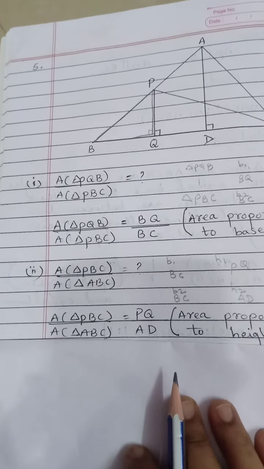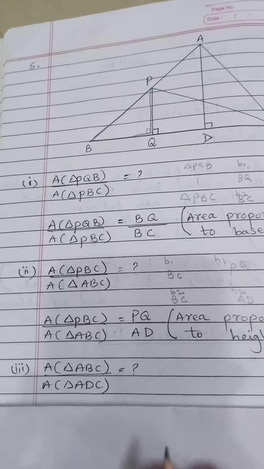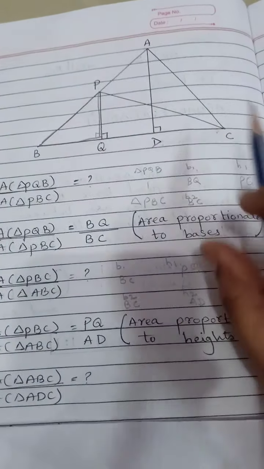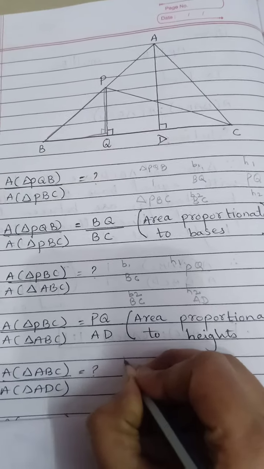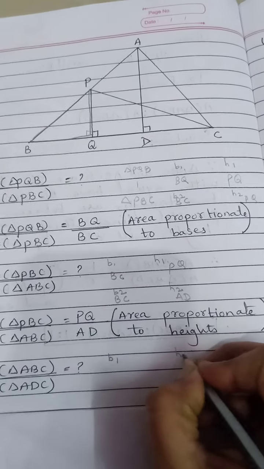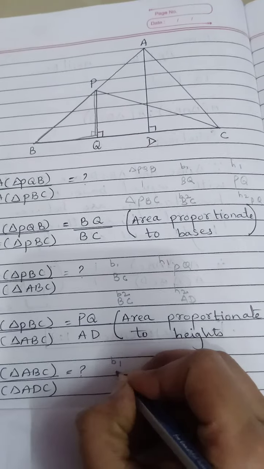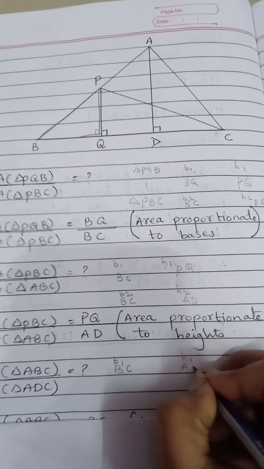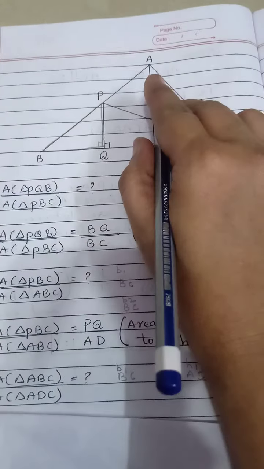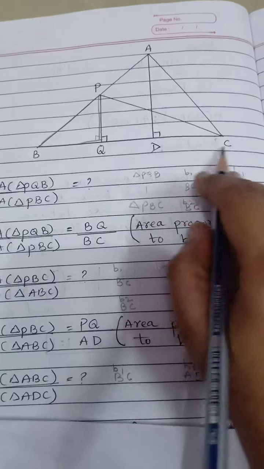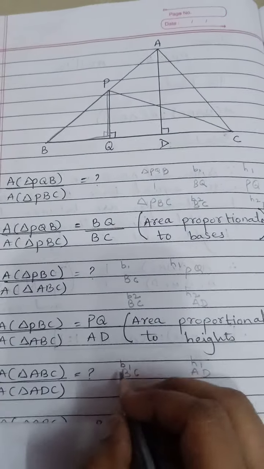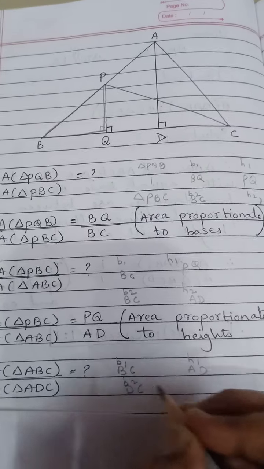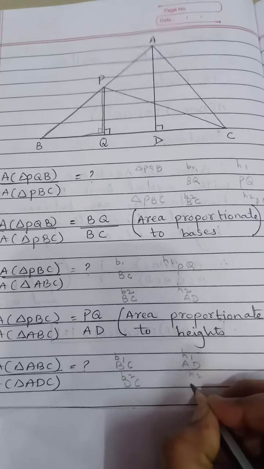Now we will see our third sub question. So third sub question is ABC, ADC. Now you can say me the base and the height of ABC we will write. Same way we have taken here. So base is BC and the height is AD. Now we will see for triangle ADC. So DC is base and AD is height. So here we will write B2, that is DC is base and height H2 will be AD.